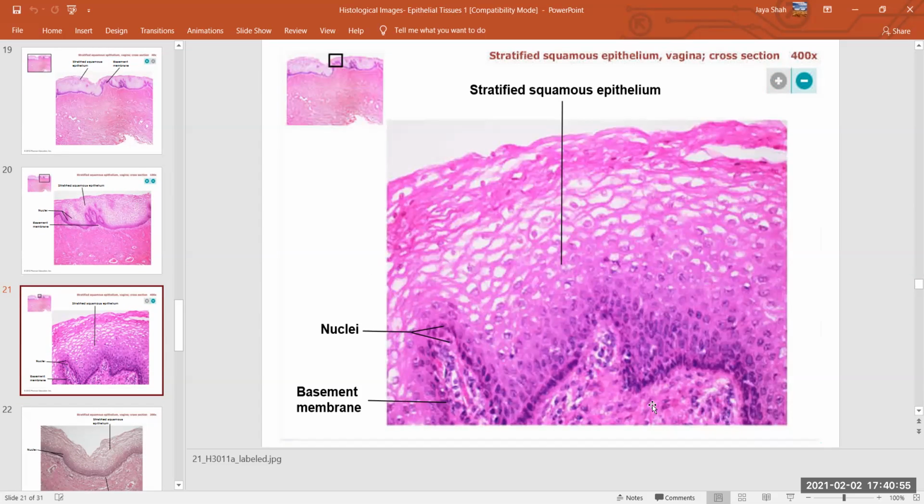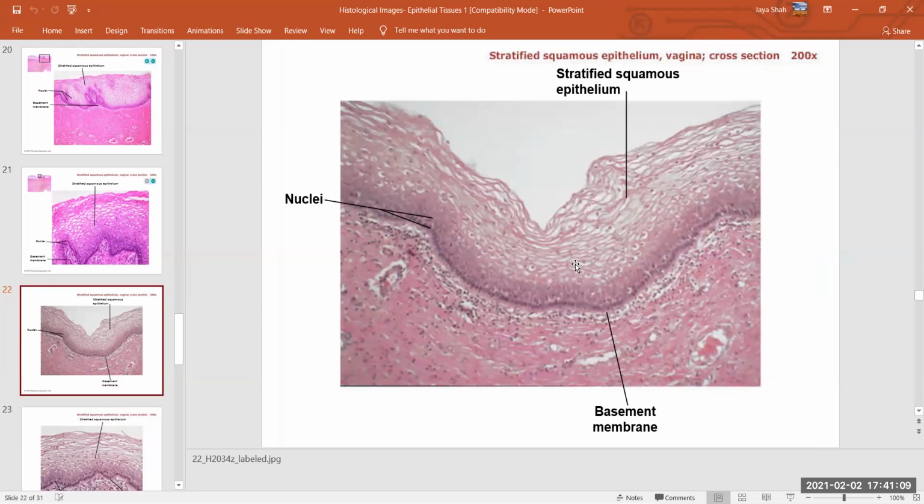Now you can see here, you have the basement membrane, nuclei. You can see the cells of the nuclei. And then you see the cells become bigger, they lose their nuclei. Another slide, same thing: basement membrane, several layers of cells. In the bottom, it looks like round, flat cells, but in the top, it is flaky. Some of the cells are coming off. So this is a stratified squamous.